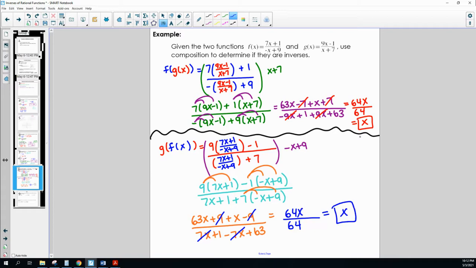Okay? Because we got x for both iterations of f of g of x and g of f of x, we know that these are inverses. So we can say, yes, they are inverses. And that is because they both equal x when we did composition.